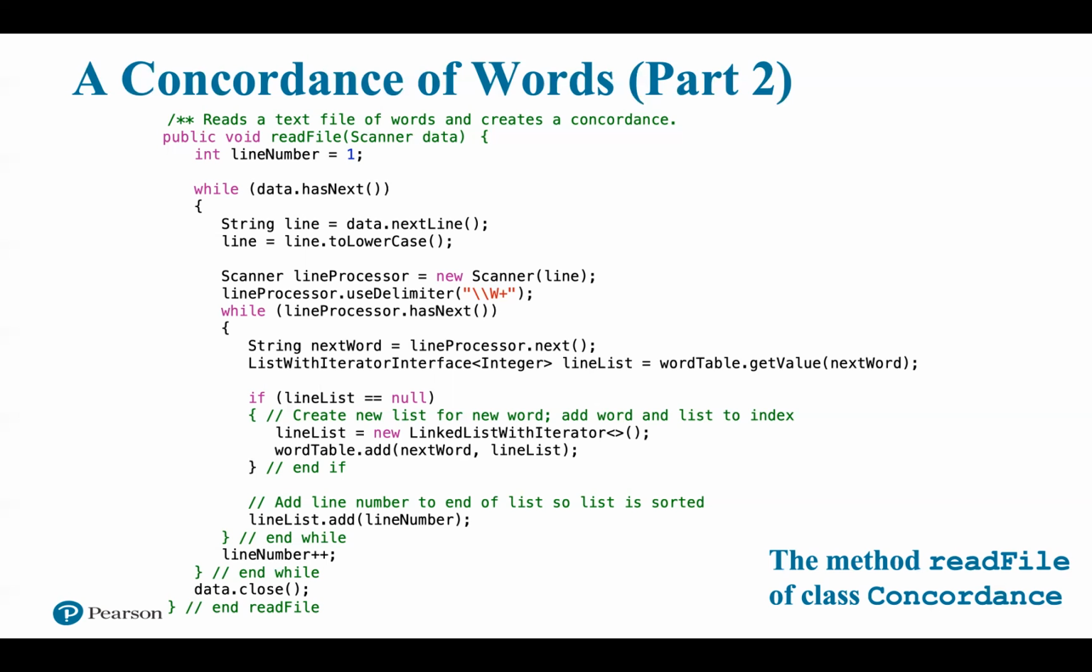We use useDelimiter's argument \\W+. Remember that we must duplicate the backslash to distinguish the notation from an escape character. The plus sign means one or more occurrences of. Thus, the statement dataFile.useDelimiter("\\W+") sets the delimiter to one or more occurrences of punctuation, white space, and some other characters that will not occur in our data.